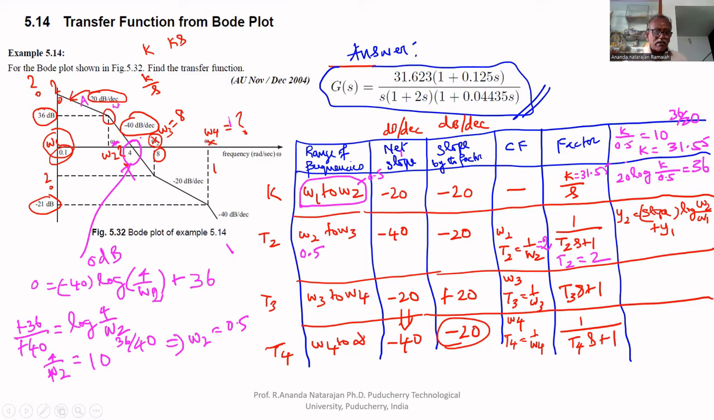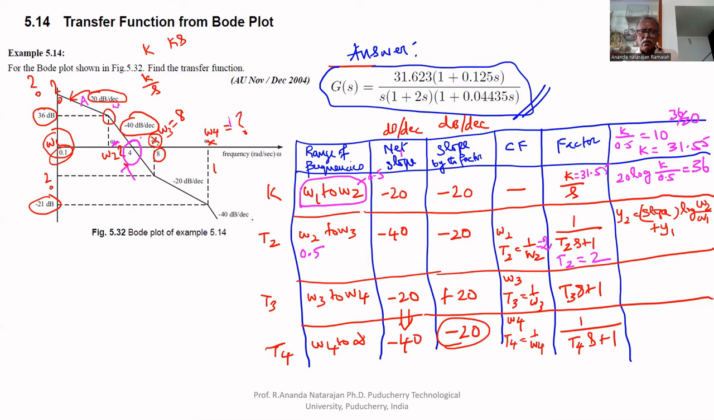Now we have to find the third parameter, T3. Omega 3 we have to find. Omega 3 equal to what? For that, if you use omega 2, now we know both values. Omega 2 equal to 0.5. Therefore, y2 equal to 36. Omega 3 equal to what? At omega 3, do you know the magnitude? We do not know the magnitude. But omega 3 equal to 8 is given. Therefore, omega 3 equal to 8.